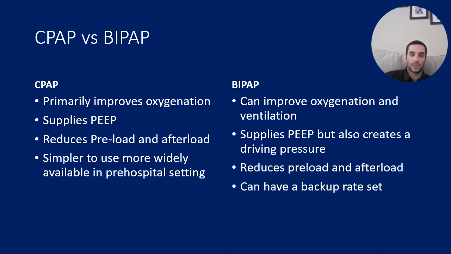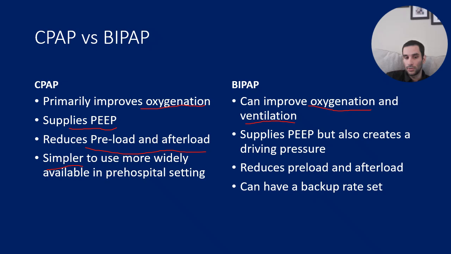Now, what are the advantages and disadvantages of each type? CPAP improves oxygenation. BiPAP improves oxygenation, but it can also improve ventilation because it's got a difference between the inspiratory and expiratory pressure. Now, CPAP gives you PEEP. What is PEEP? PEEP is positive end expiratory pressure. That is the pressure that is still present at the end of expiration when you breathe out. Now, there are advantages of this type of pressure. One, it decreases preload and afterload. This is really helpful in someone with severe CHF, for example, and crashing pulmonary edema.